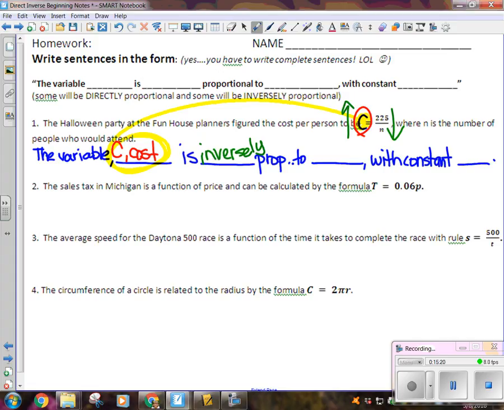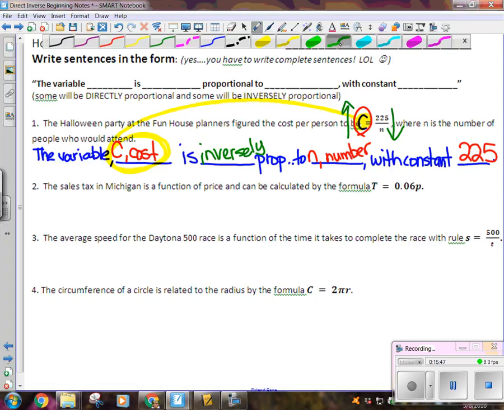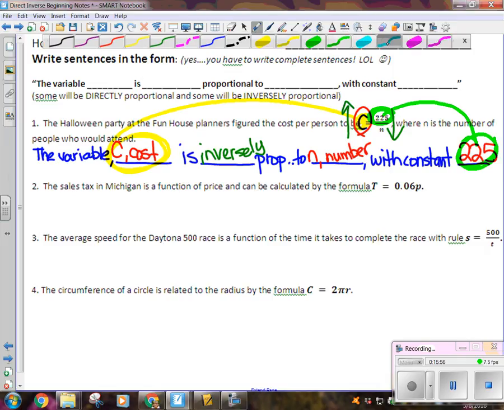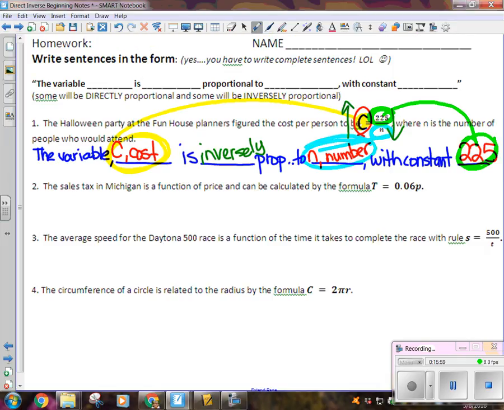Okay, you got to pay attention. Now, what's the cost inversely proportional to? What's the other letter? N. What does N stand for? Number of people. We'll just say number. With constant what? What's the one number that stays the same in that equation? 225. Now, take note. Every single part, 225, that's my what? That's my constant.